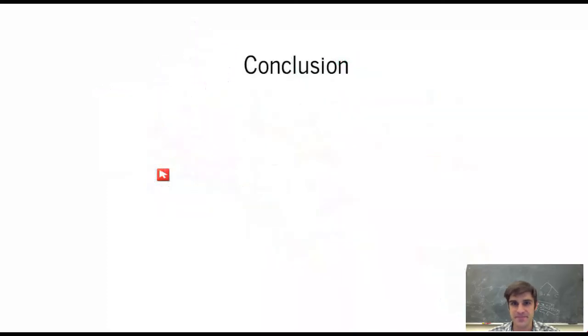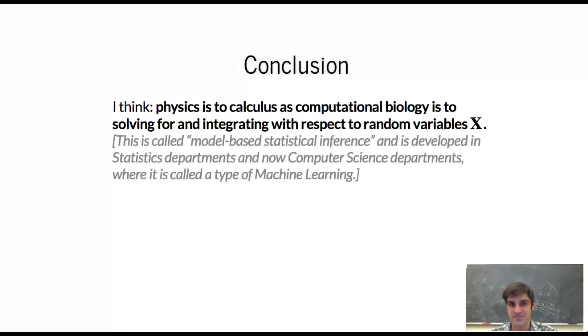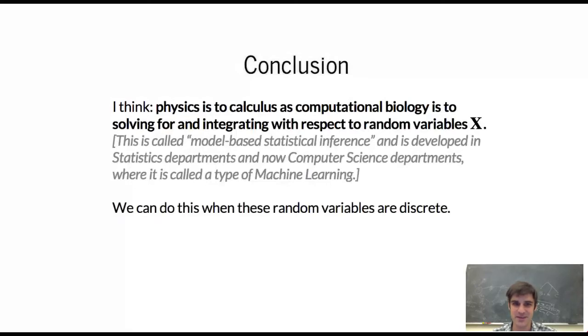I'm really just going to stop there. I think it's about time. But I would say that physics is to calculus as computational biology is to solving for and integrating with respect to random variables. This calculus of random variables is a super important, wonderful thing. It's called model-based statistical inference, and it happens in statistics departments and now somewhat in computer science departments. We can do this when random variables are discrete, such as phylogenetic trees.